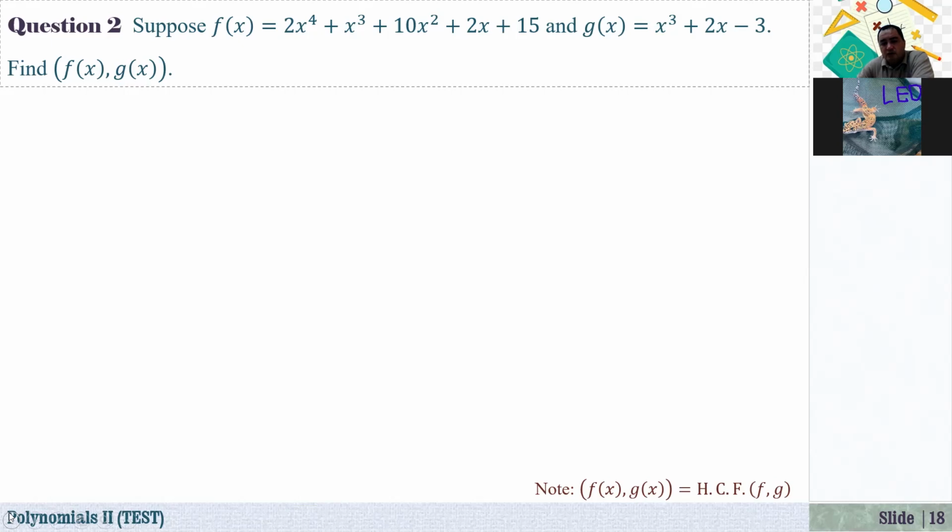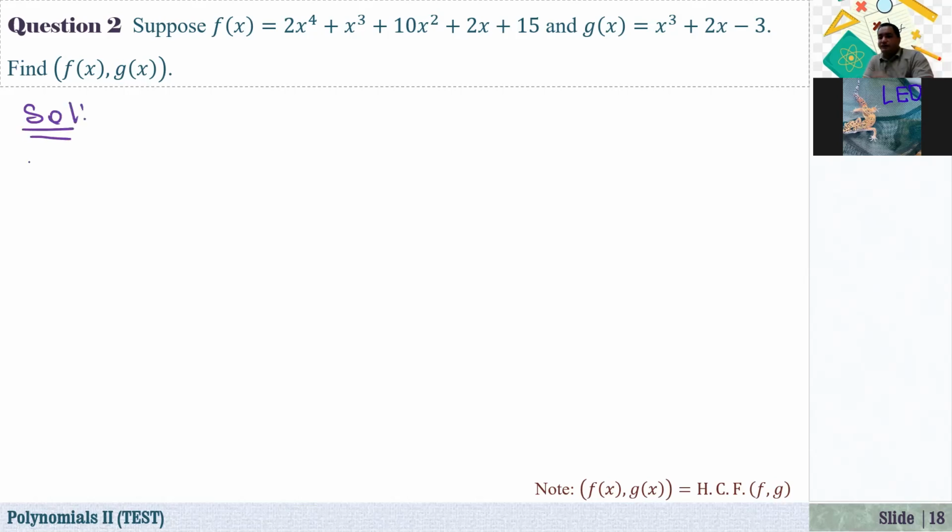In polynomials, what do we mean by highest common factor? We mean that it is a factor which has the highest degree. To do this one, first we will start with x cubed. What are the factors of x cubed? And after that, I will find which factors of g are also factors of f of x.